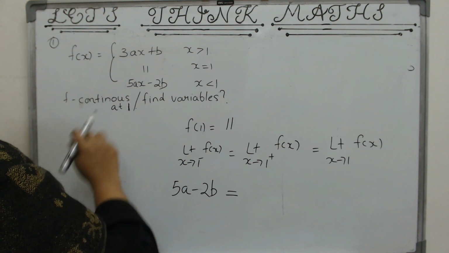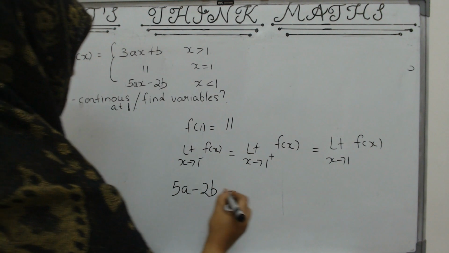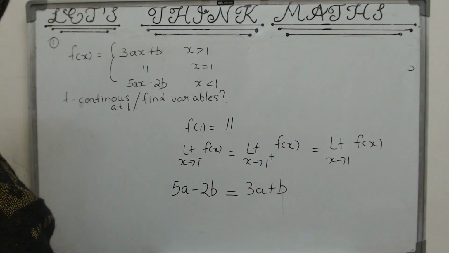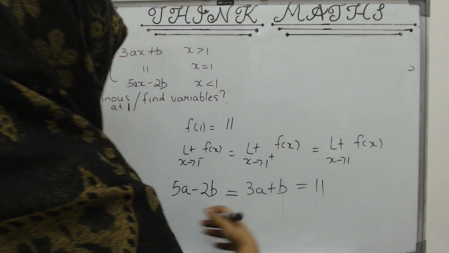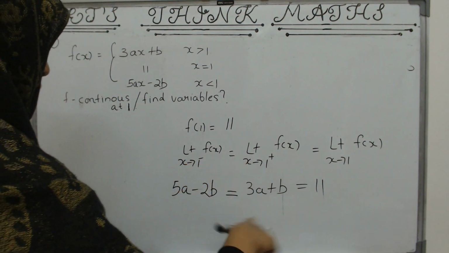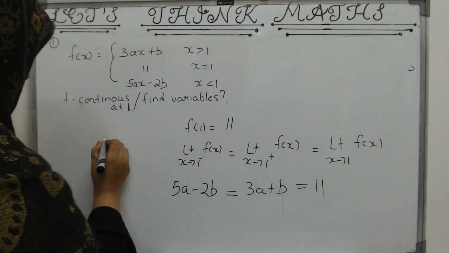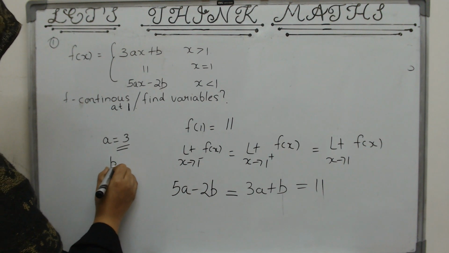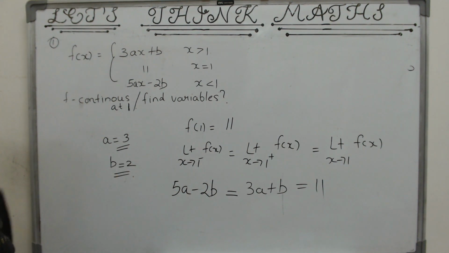Then what do you have? Again, you have a and b. Here, instead of x, put 1. Then you have 3a plus b. But if it is continuous, both of these will be equal to 11. So equate it to 11. So now you have an equation. On solving it, you will get a to be 3 and b to be 2. So if a is 3 and b is 2, we can say that f is continuous at 1.